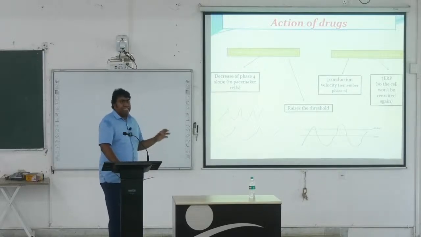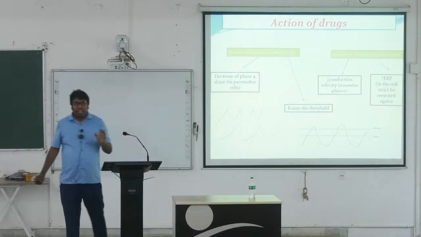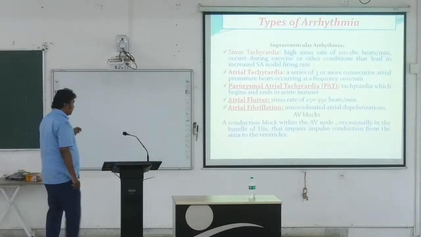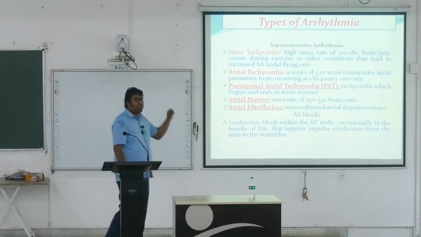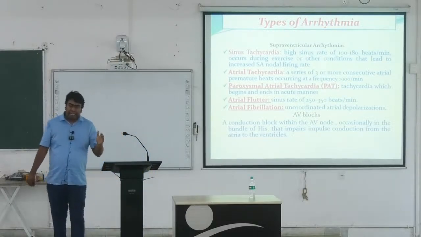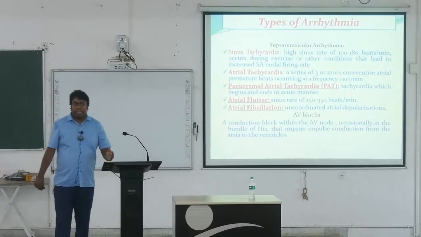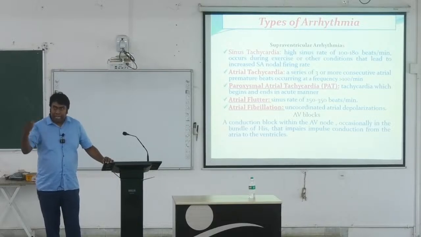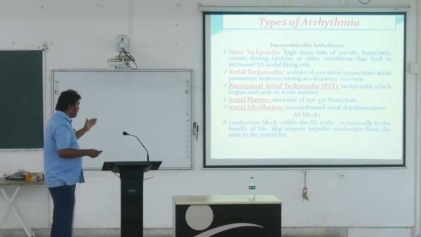And another thing is increase the effective refractory period. Now, different types of arrhythmia. First is sinus tachycardia. Sinus tachycardia means the generation of impulse from the SA node, but in a higher rate. That is sinus tachycardia.